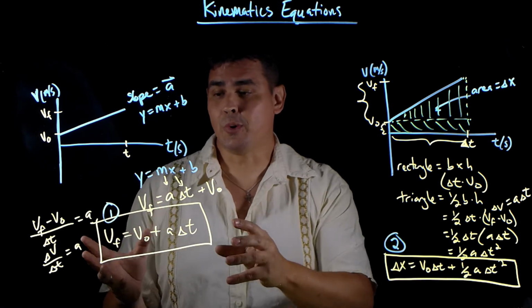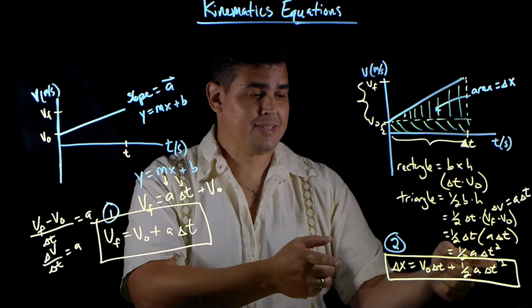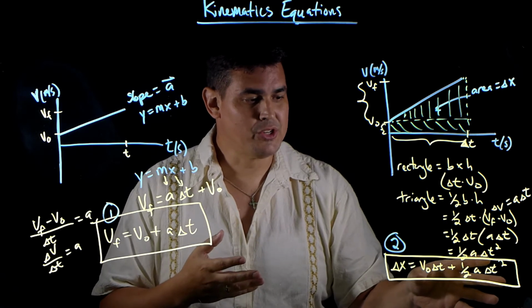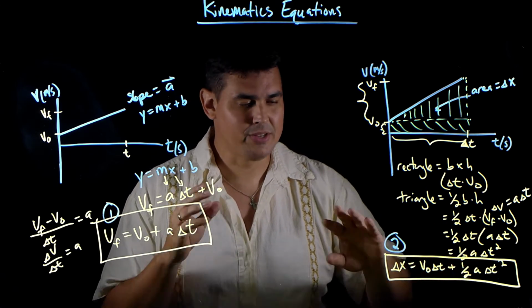Okay, so at this point we've got two equations. One is the definition of acceleration, and you're probably going to use this a lot. The second one looks scary, it's a quadratic equation. It's really not that bad, because a lot of times this initial velocity is going to be zero and that whole term is going to go away, so not too bad.